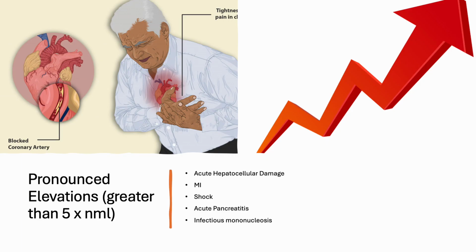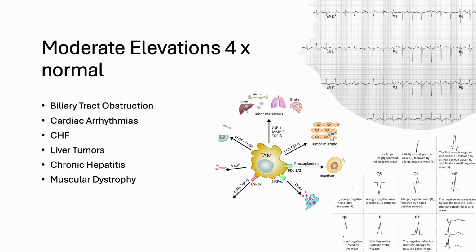Pronounced elevations in AST greater than 5 times the normal values are caused by acute hepatocellular damage, myocardial infarction, shock, acute pancreatitis, and infectious mononucleosis. Moderate elevations of AST at 4 times the normal values can be caused by biliary tract obstruction, cardiac arrhythmia, CHF, liver tumors, chronic hepatitis, and muscular dystrophy. This is not an exhaustive list, but this is what I'm going to commit to memory.